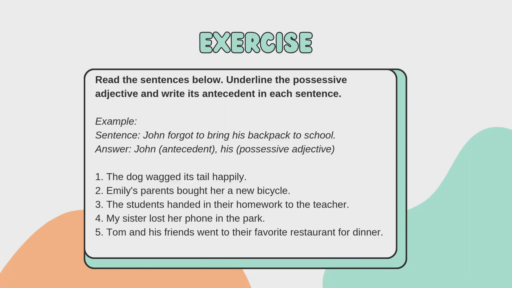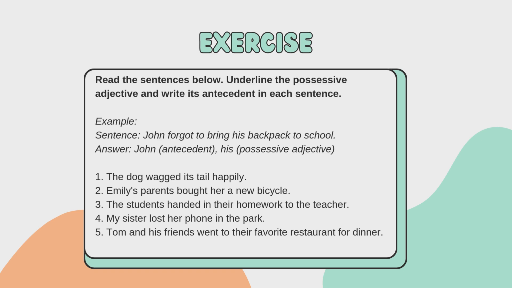Now, in this exercise, read the sentences below. Underline the possessive pronoun and write its antecedent in each sentence. You have an example here. John forgot to bring his backpack to school. Where is the possessive pronoun here? His is the possessive pronoun here. His comes before the noun backpack. It shows that the backpack belongs to John. John is the antecedent, and his is the possessive pronoun.